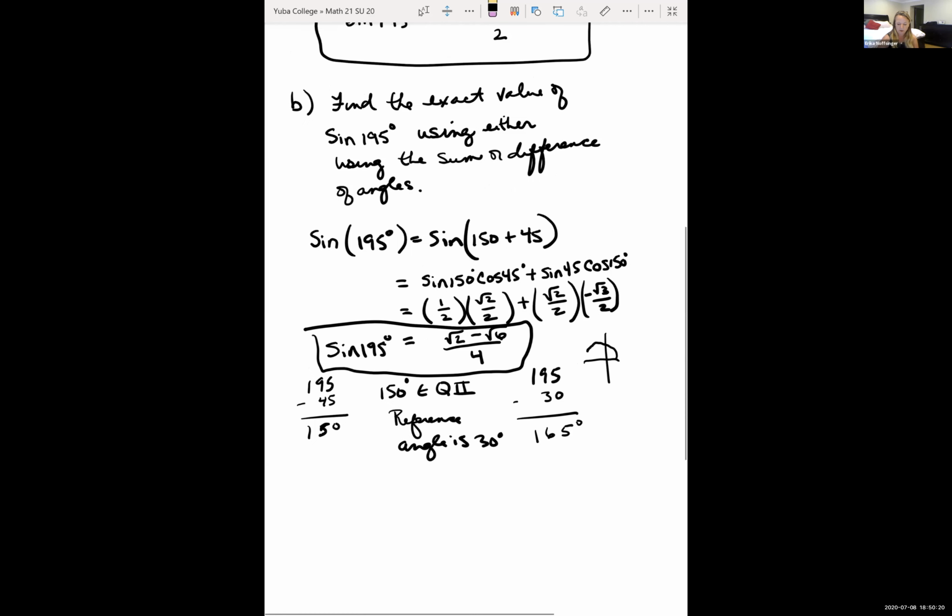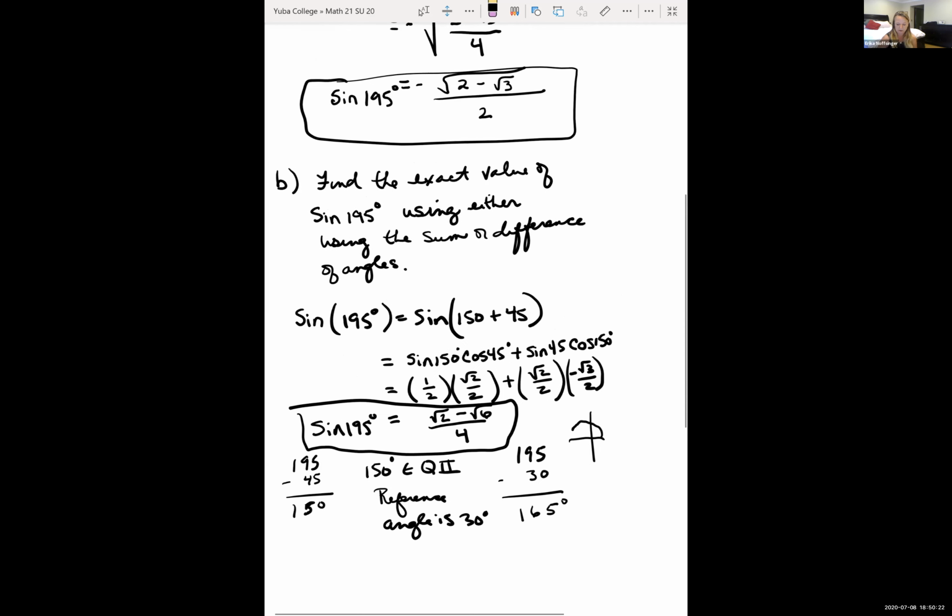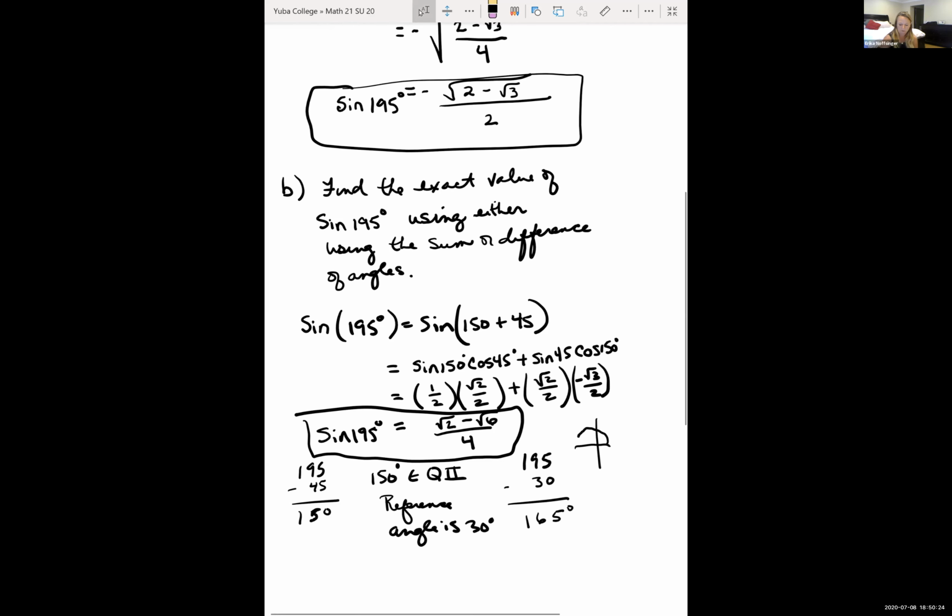If you scroll up here, notice this is a little different. If you evaluated that and you plugged in those values into your calculator, you'll notice that these results are actually the same.